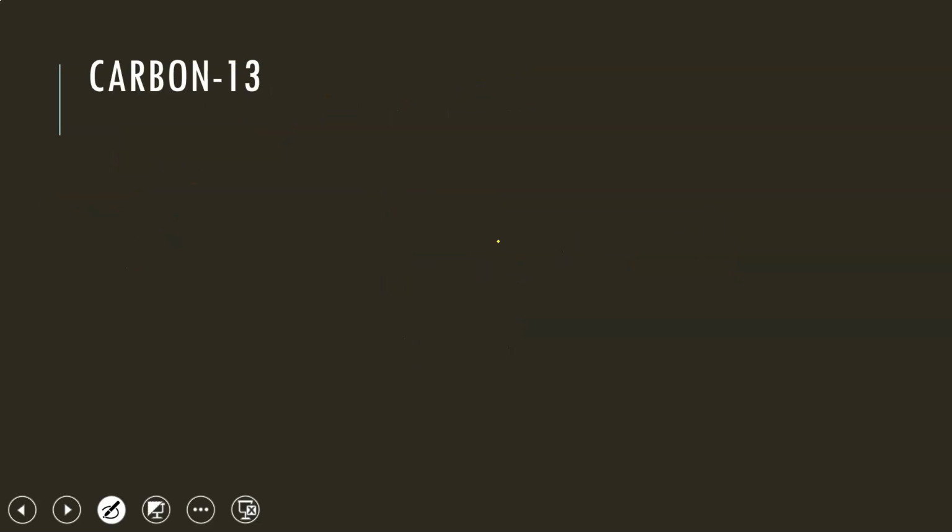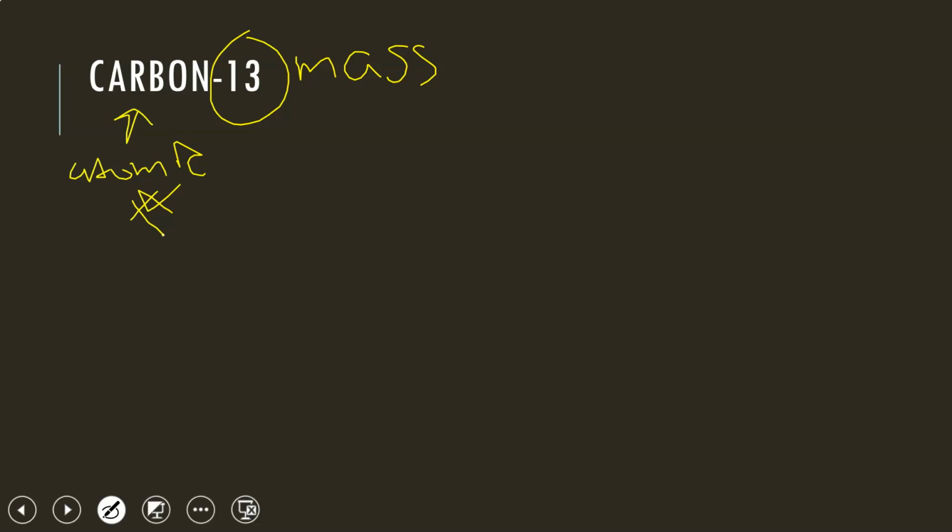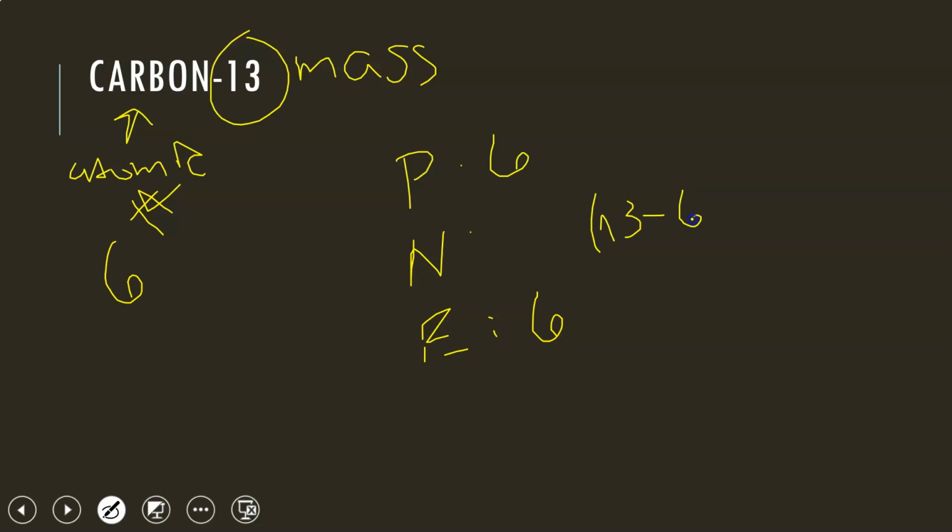Carbon-13. So the number after the dash is the mass, and the name gives us the atomic number. If you look, the atomic number for carbon is 6. So looking at protons, neutrons, electrons. Protons is equal to the atomic number, so 6. Electrons is also equal to that, so 6. Notice they're equal to each other. And then the neutrons are going to be 13 minus 6, which is 7.